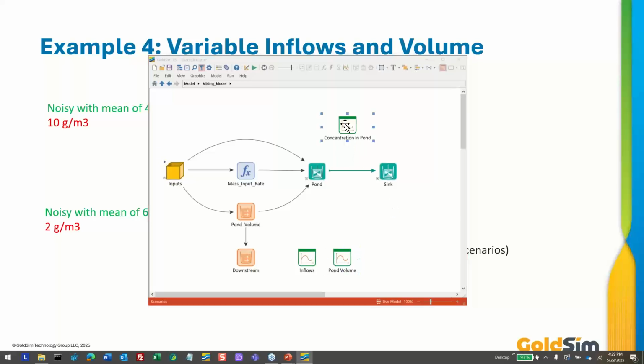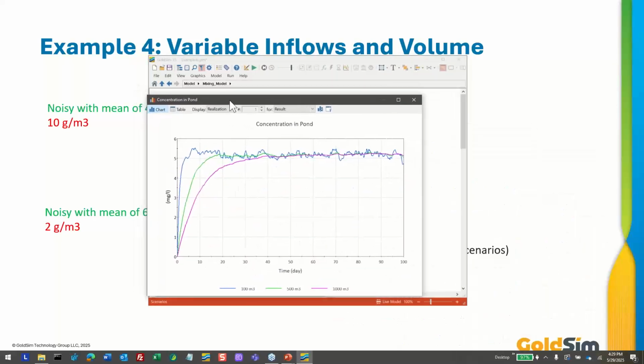Now let's look at the concentration in those ponds. And now we're going to see what we really saw a little bit in the previous example: how quickly does the system respond to changes, right? We're putting in a constant concentration, but we're putting in a different flow rate. So the amount of mass we're adding every day is different. And so you see when we have a smaller volume, in this case 100 cubic meters as my initial volume, it's pretty noisy, right? That's the concentration of the pond. That pond is reacting to this new mass that's coming in pretty rapidly, right? Because we've got a pretty small volume.